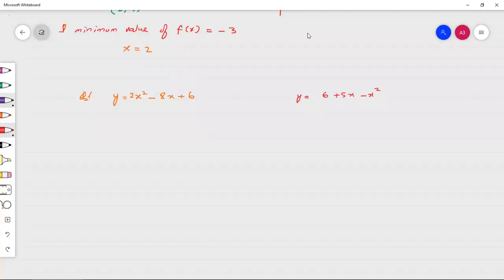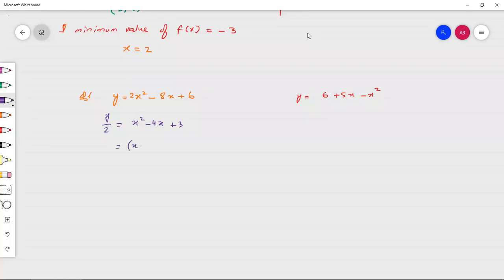So now we are going to take an example of how we can find the minimum or maximum value. The question is to find the minimum or maximum value in both questions. If there exists a minimum value, then find that. If there exists a maximum value, then find that. 2x square minus 8x plus 6. I said first convert this equation into complete square form. So we have 2 here, so first divide the whole equation by 2. It would become x square minus 4x plus 3.